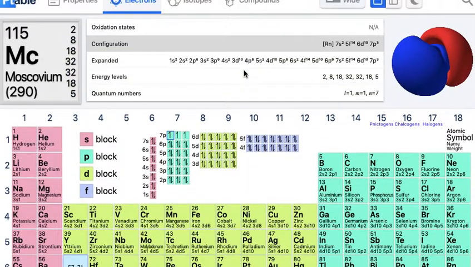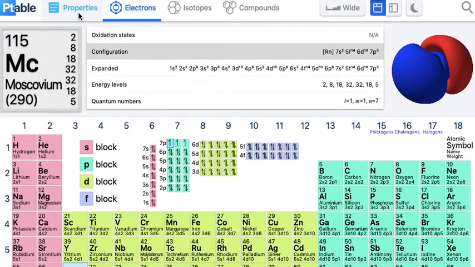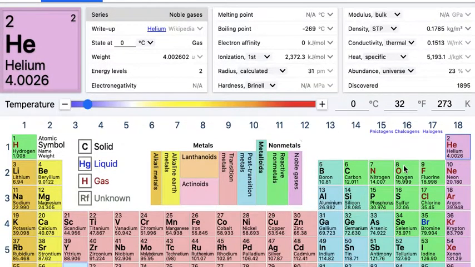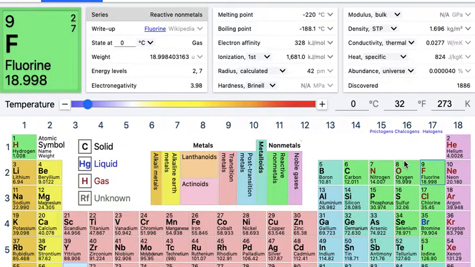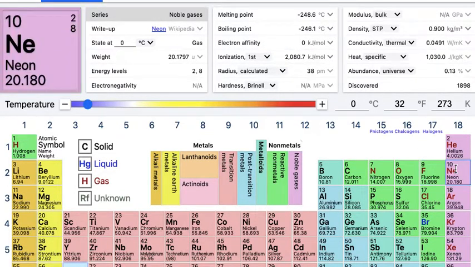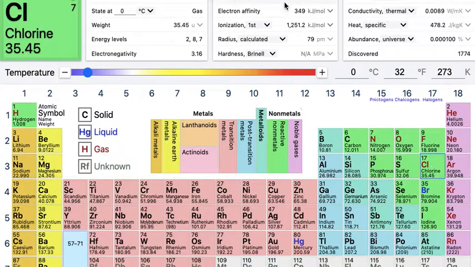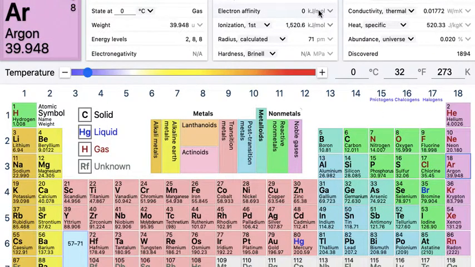So if I may, I'm going to scroll right up here, and we'll go to properties. So let's see, if we look carefully here, and let's click on fluorine first to illustrate the example. Notice here, electron affinity, 328 kilojoules per mole. And if we click on neon, the electron affinity is nil. Again, for chlorine, 349, and click on argon, nil.